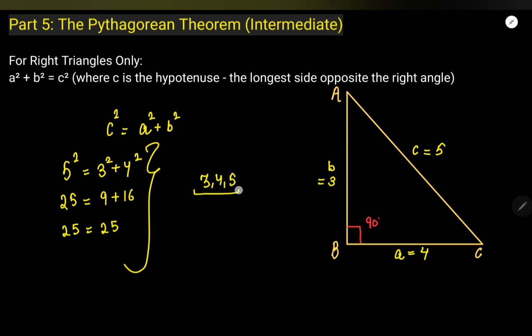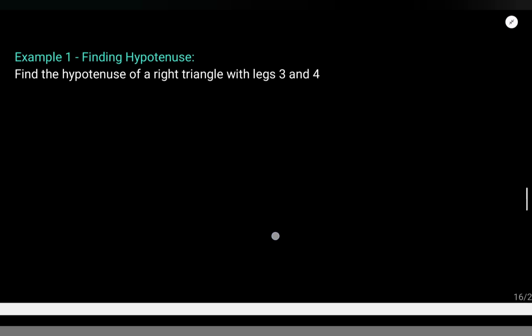So it works both ways. If you have any three numbers that follow this pattern, that square of the biggest number is equal to the sum of squares of the other two numbers, then that will always make a right angle triangle. Or suppose you have a right angle triangle, then it will always follow this rule. I hope you are understanding it. So let us see one example.